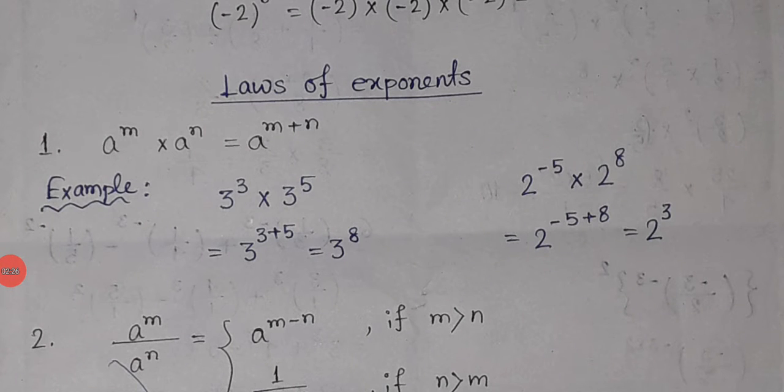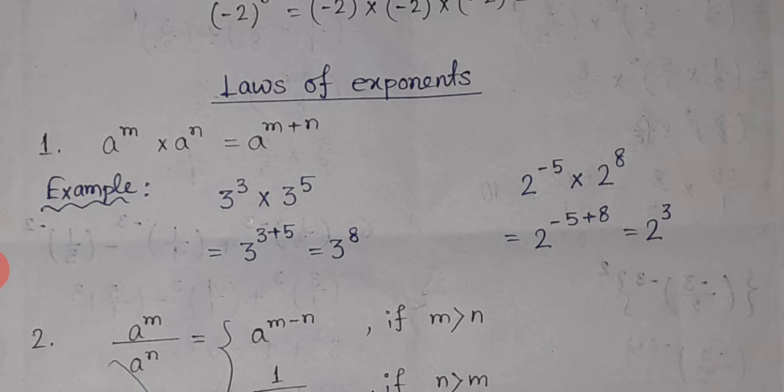Now coming to the laws of exponents. The first law says a to the power m into a to the power n is equal to a to the power m plus n. That means if we multiply two exponential functions of the same base, then we shall get the result a to the power m plus n. That means the base remains the same and the powers will be added.